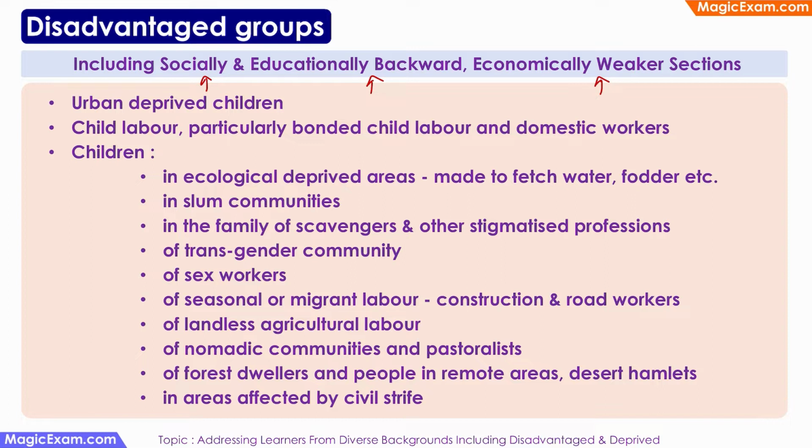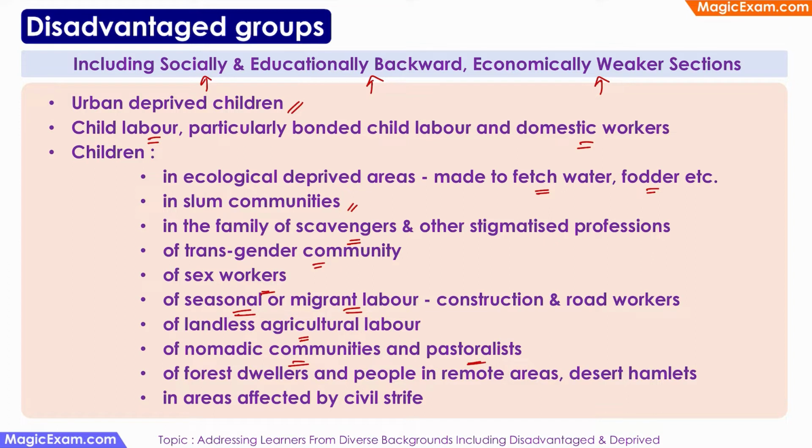Therefore, disadvantaged groups or deprived learners include children from urban areas who are engaged in child labor, or children of domestic workers, or children who are made to work such as fetching water or fodder, etc. Children who live in slum communities, or children whose parents are engaged in activities which are not given so much respect, such as scavenging or rag picking, and children of the transgender community, or children of sex workers, children of seasonal or migrant labor who keep traveling to different parts of the country depending on where they get work, and children of landless agricultural labor who also keep migrating to different parts of the country.